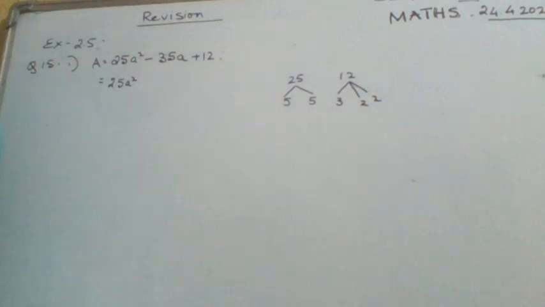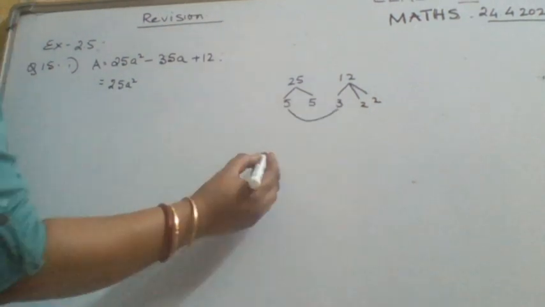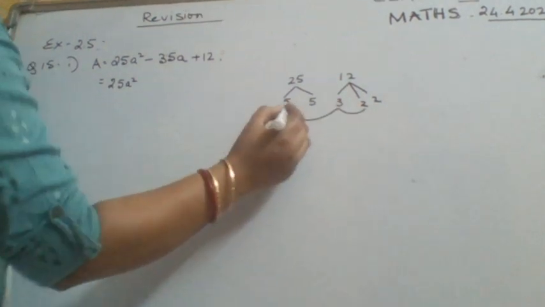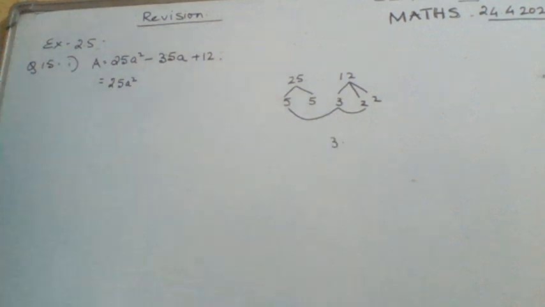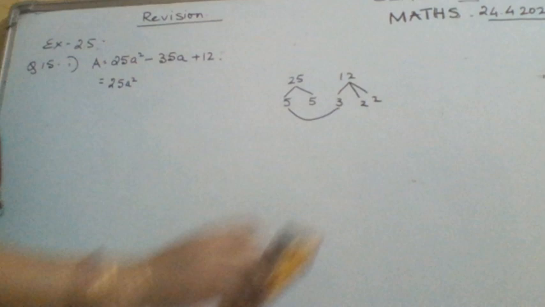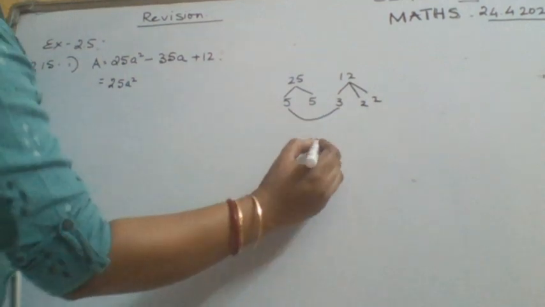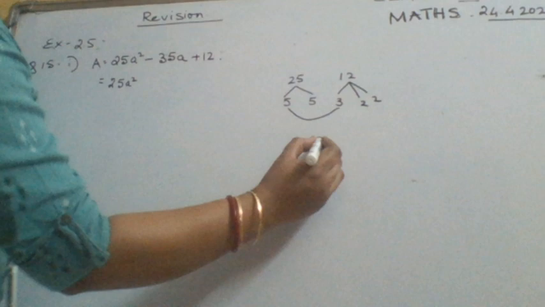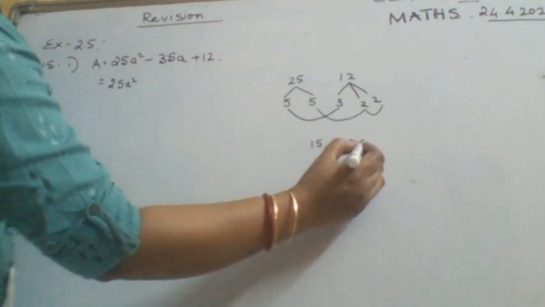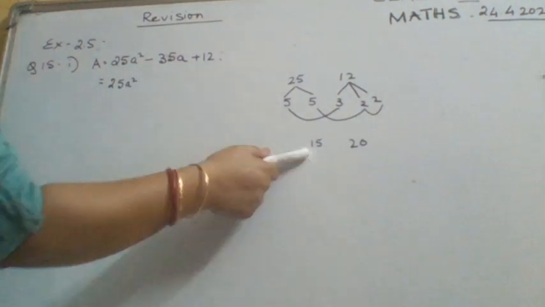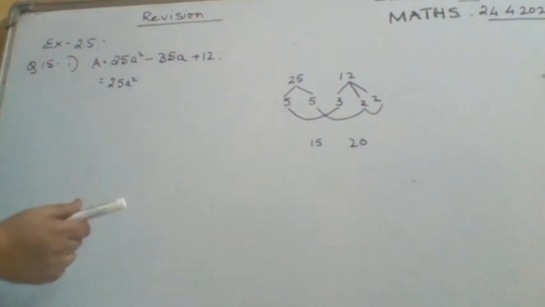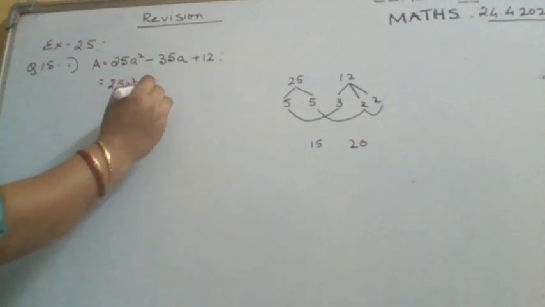If we pair 5 with 3, and if you want to merge 2 with it, then you will get 5 into 3, 15. 15 into 2 is again 30. So it will generate the same thing. So let us take 5 into 3, that is 15. 5 into 2 is 10, and 10 into 2 is 20. So from 20 and 15, if you take the difference, that is 5. But if you take the sum, that is 35. Okay. So this one can be written as minus 15a minus 20a.